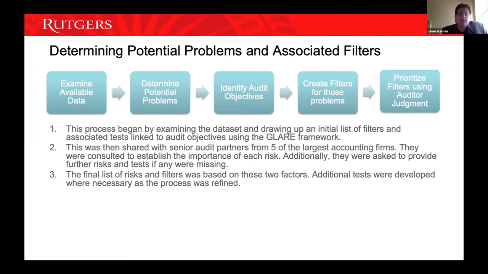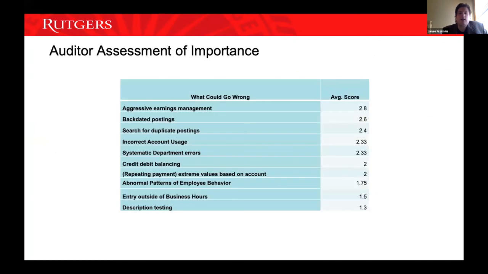They did provide some additional suggestions. We'll get to that. Now, based on their assessment of importance, we had, I think, 10 different what-could-go-wrong items. These are the potential risks that you're facing. Things like aggressive earnings management, backdating particular entries, which would be something that's bad, all the way down to entering outside of business hours.